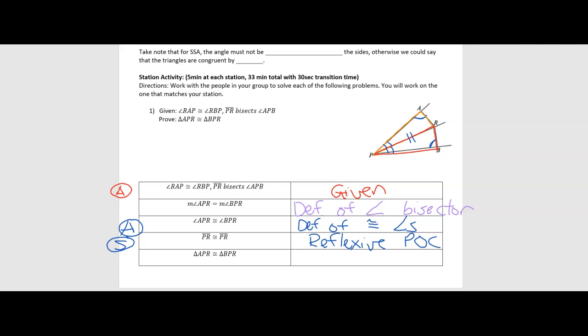Well, let's look at whether or not the side is in between the angles. And it's not, right? The side that's in between the angles would be side AP and side BP, but those are not the ones ticked off. It is side PR, which is outside of the angles. So this is AAS. And we're done. Let's do one more.